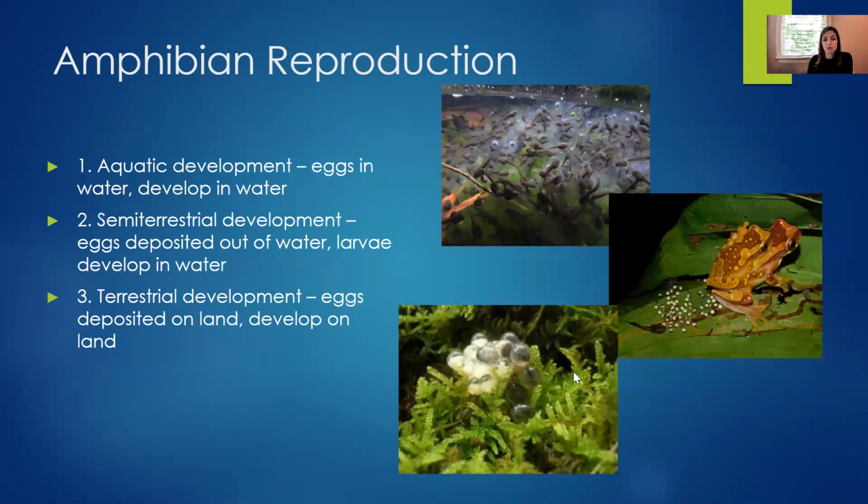There is fully terrestrial development where the eggs are deposited on land and they develop on land. And this we see in species that are fully terrestrial. It's generally in a very moist environment so that the eggs don't dry out. And generally, instead of having the aquatic juvenile phase and adult terrestrial phase, these hatch as mini adults and just develop into adults by growing. There's not the big metamorphosis. So we see that in the lungless salamanders.